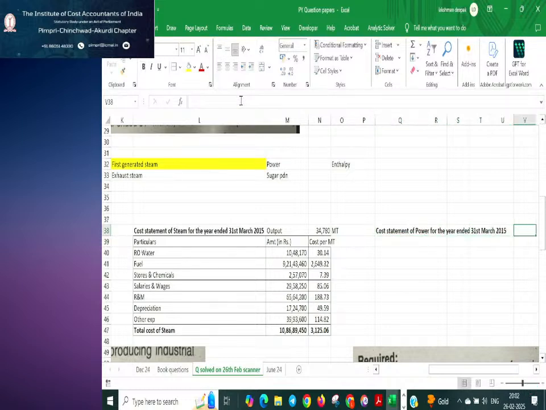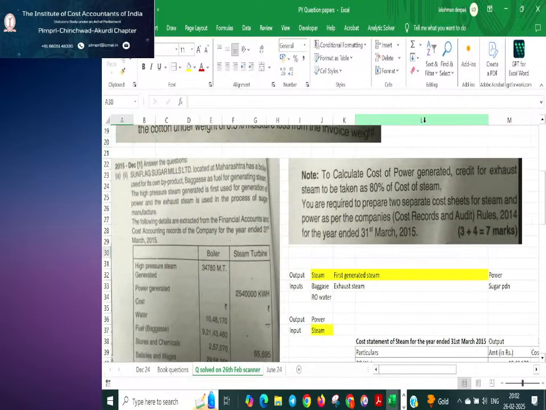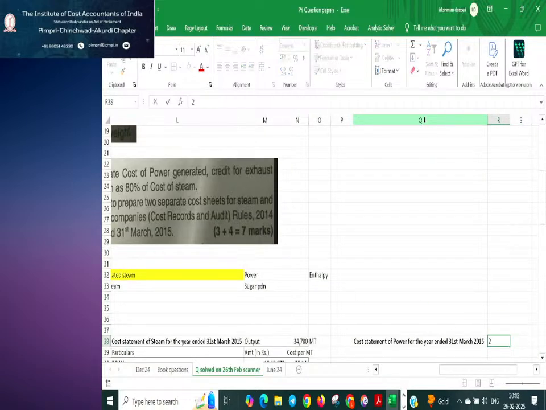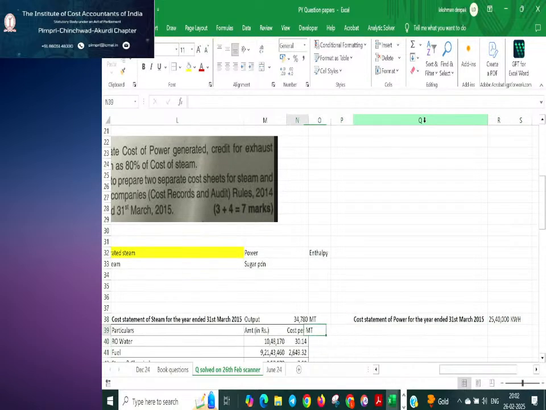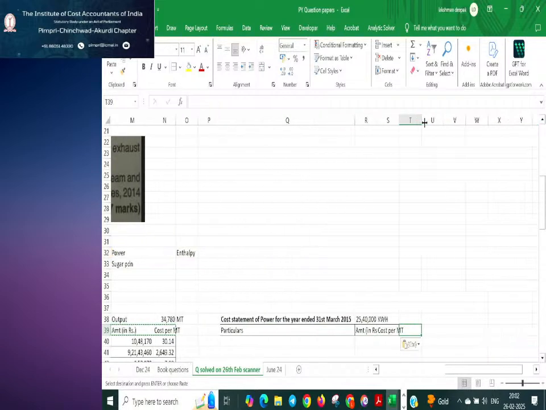So here, what is our output as far as power is concerned? Its output is how much they have generated: 25,40,000 kilowatt hours. Okay, so now the particulars, amount, and cost per kilowatt hour. Be careful about the unit of measurement.